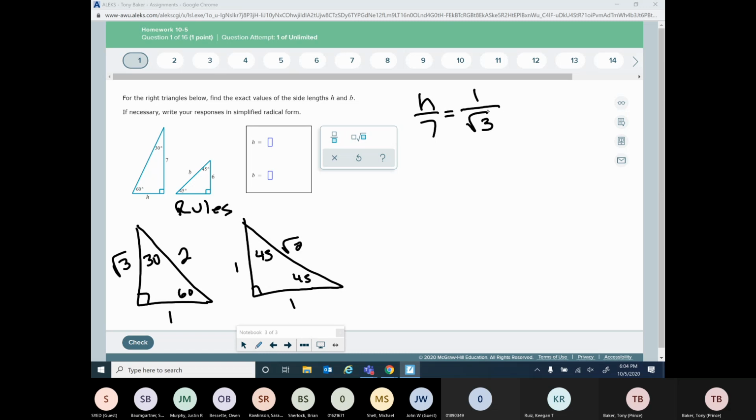So we have the triangle and then my rule. Once we have that set up, we cross multiply. So I have square root of 3 h equals 7, and then we divide by the square root of 3. Now, this topic wants you to write it in simplified radical form, which means you have to rationalize the denominator. So I have 7 over the square root of 3. To rationalize it, I basically move the square root up top and leave the number down the bottom. So it becomes 7 square root of 3 over 3.